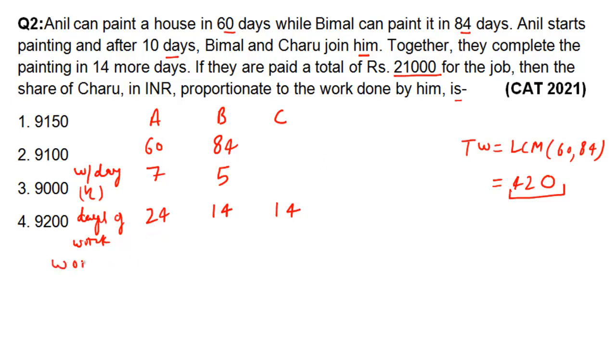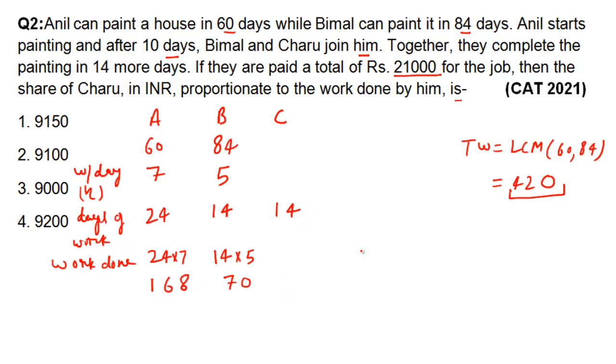So in 24 days, A, how much work was done? So I am just writing here work done by each of them. So for A, 24 multiplied by 7. For B, 14 multiplied by 5. Okay, and for C we will definitely calculate after subtracting this from 420. So 24 multiplied by 7, which is 168, and this is 70. So A and B has done this much job.